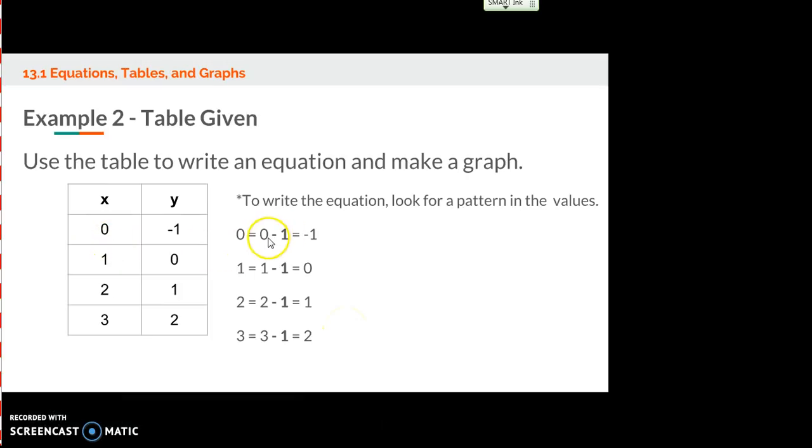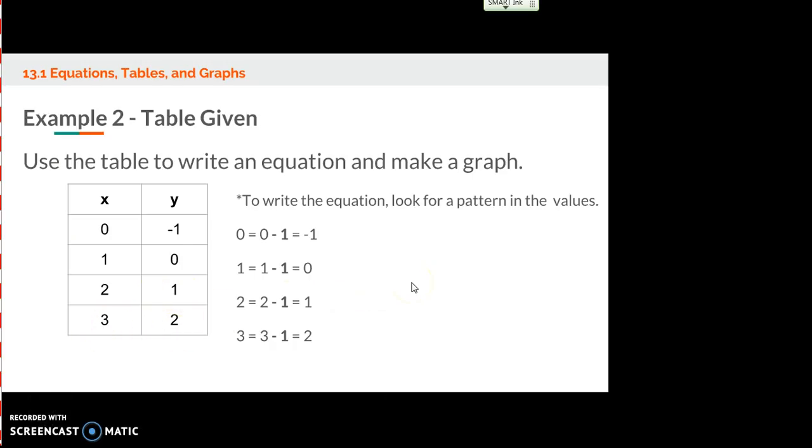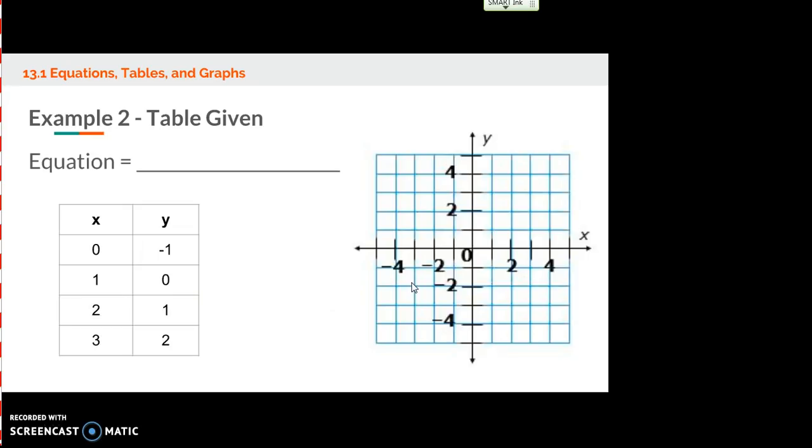I have a 0, and I want to get to a negative 1. In order to do that, I'm going to subtract 1 or add a negative 1, right? Let's see if it's true for the next numbers. 1 minus 1, does that give me 0? Yep. 2 minus 1, does that give me 1? Yep. 3 minus 1, does that give me 2? Yes. All right. So our pattern then is our equation.